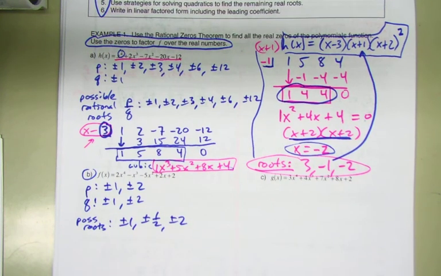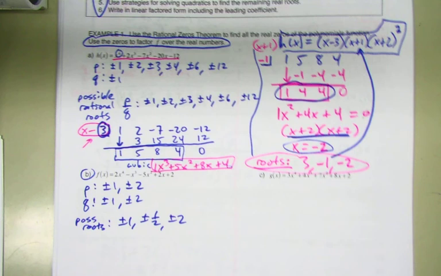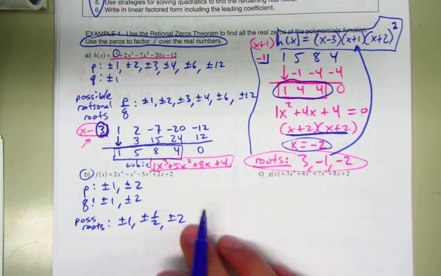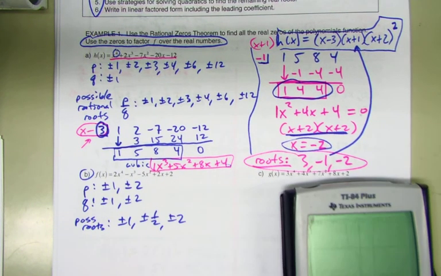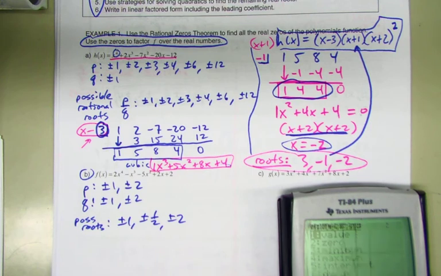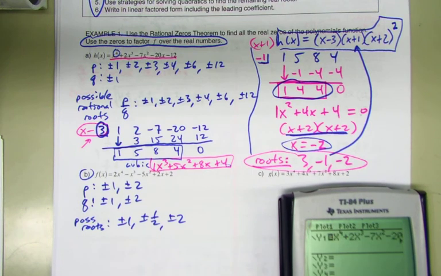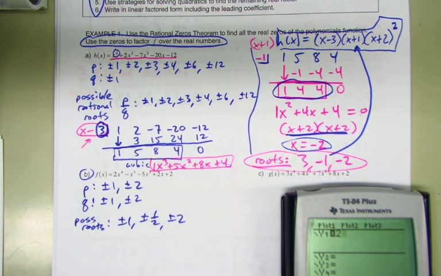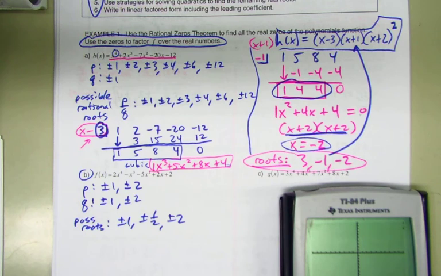Everybody good with that? I know we're going faster now, but okay. Now, again, I'm not going to have you just start testing. You're going to go ahead and use the calculator. Graph the polynomial 2x to the 4 minus x cubed minus 5x squared plus 2x plus 2. And again, let's just start with the standard screen and hope that we see what we need to see.